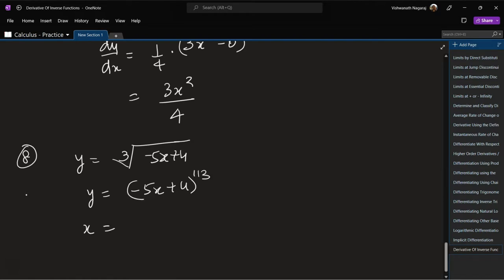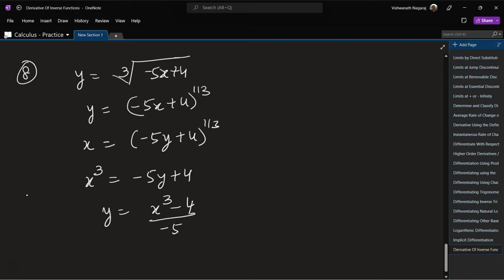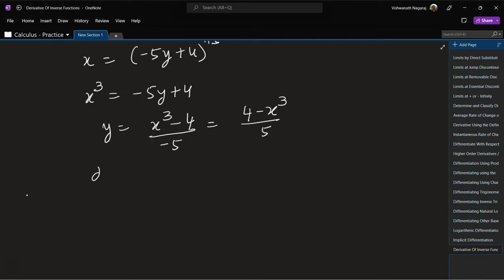The inverse is going to be minus 5y plus 4 to the power of 1 by 3. Okay. So now x cube is equal to minus 5y plus 4. So which means y is equal to x cube minus 4 by minus 5, which can be written as 4 minus x cube by 5. And now we do the dy by dx. So this would be 1 by 5 times minus 3x square. So this would be minus 3x square by 5.